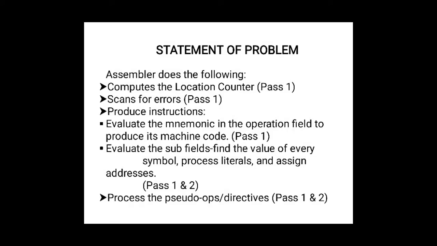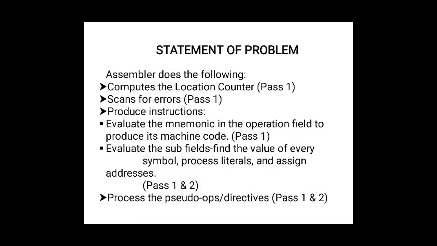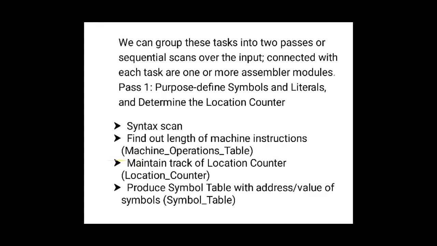In the last class, you have learned the different mnemonics like add, sub and so on. Then it evaluates the subfields. It finds the value of every symbol, processes the literals and assigns the addresses. All these things will be done in both pass 1 as well as in pass 2. Next it processes all the pseudo ops or the directives, which is done in both pass 1 as well as pass 2. Totally we can group all these tasks into two passes, or sequential scans over the inputs, and each task is connected with one or more assembler modules.